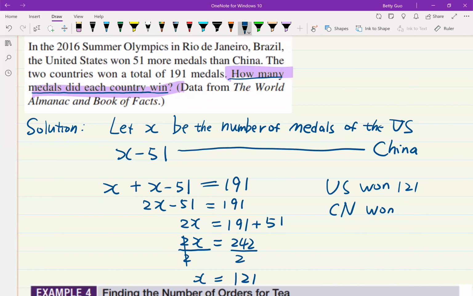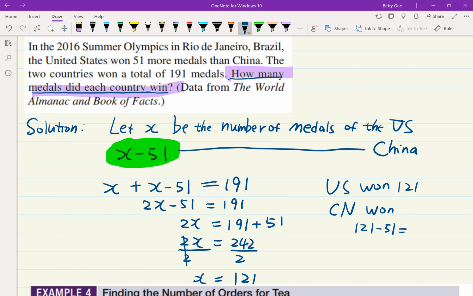Yeah, 51 less. Do you see that? Everybody, do you see that? So the number of medals of China is 121 minus 51, right? It's right here. If x is 121, then x minus 51 is 121 minus 51.